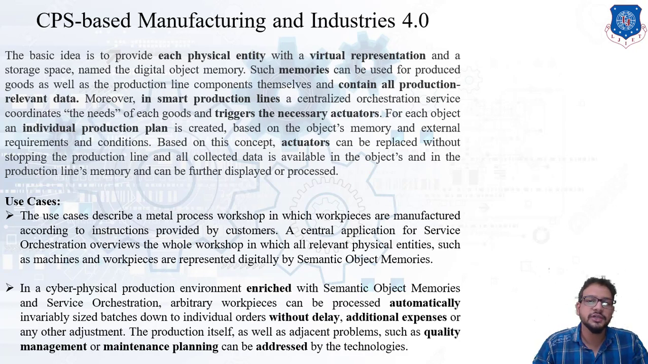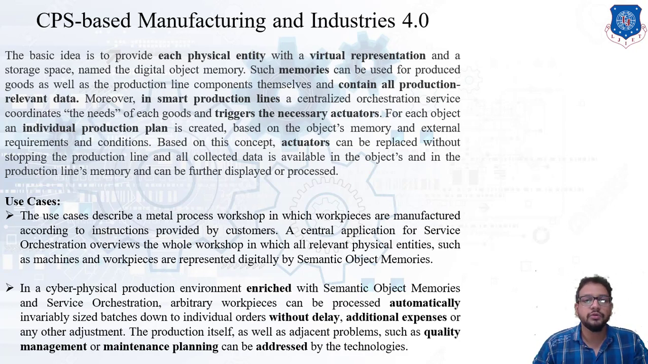Now, the physical object or entity could be anything. It could be a sensor, it could be an actuator, it could be a product. So how can we do that? For that, it requires a memory. It requires a storage system. It requires a database, right? That database is called a digital object memory.